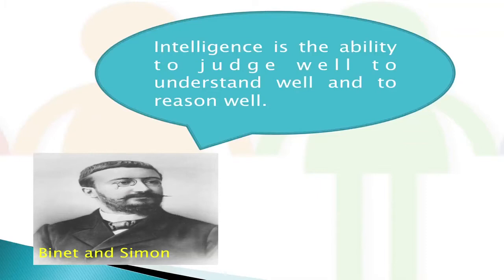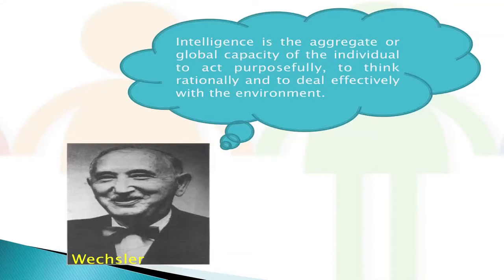In psychology, intelligence has been defined in many ways, such as number 1, Binet and Simon. He has described intelligence as the ability to judge well, to understand well, and to reason well. Number 2, Wechsler. It is the aggregate or global capacity of the individual to act purposefully, to think rationally, and to deal effectively with the environment.